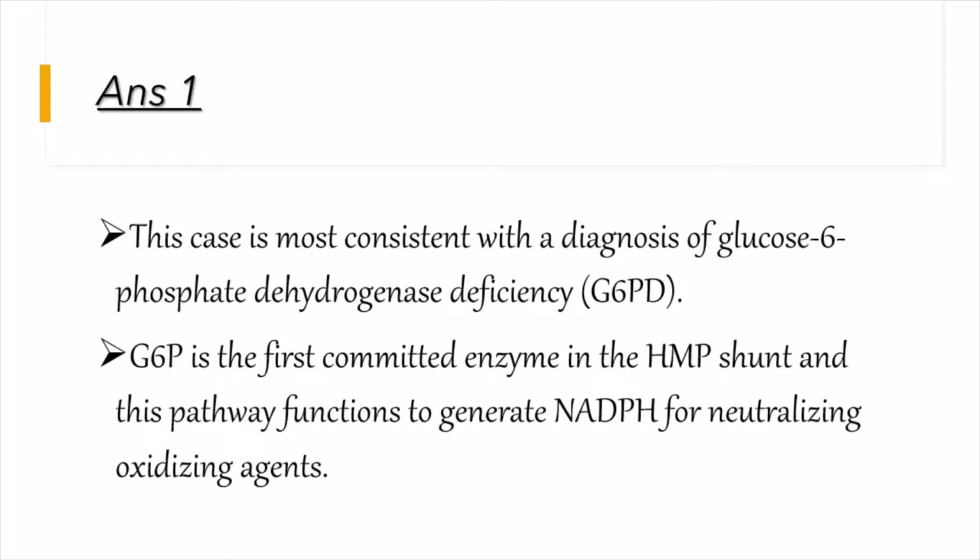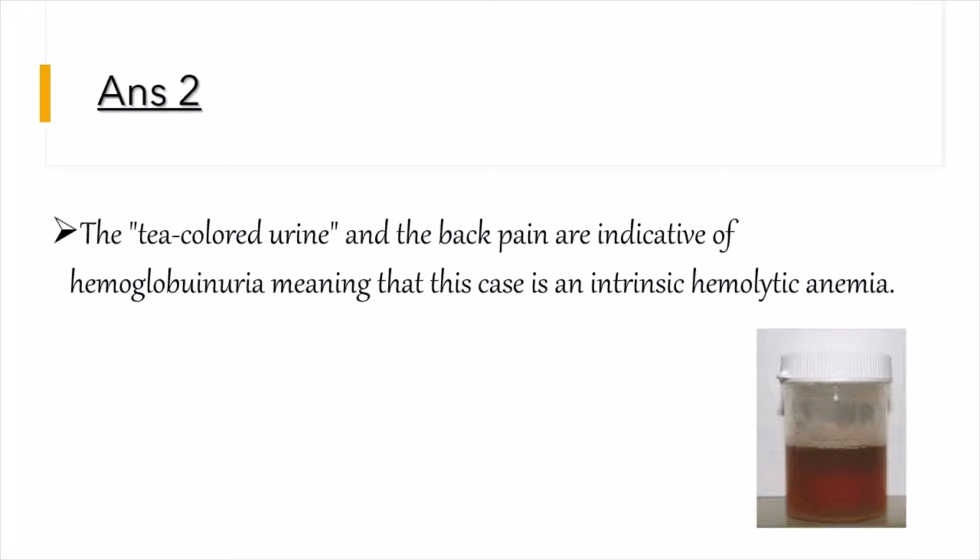Answer 1. This case is most consistent with the diagnosis of glucose 6-phosphate dehydrogenase deficiency. Glucose 6-phosphate dehydrogenase is the first committed enzyme in the HMP shunt, and this pathway functions to generate NADPH for neutralizing oxidizing agents. Let's give the supportive evidence.